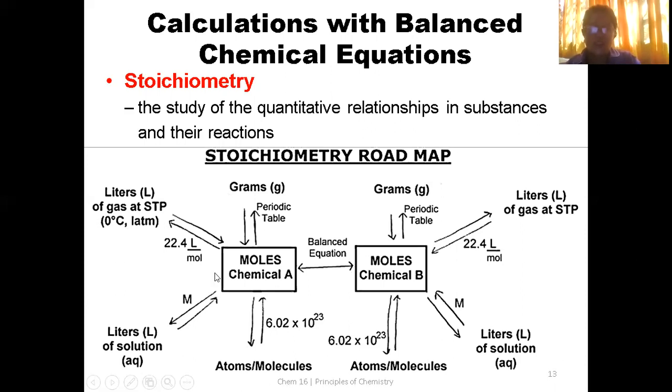So for instance, of course, it is A and B. Okay, you have the compound A and the compound B. Okay, so if it is in grams, convert that first into mole A. Then if you are going to convert that into mole B, all you have to do is use the balanced equation. That is mole of A. Then how many moles in the equation? Okay, 2 mole of B. Okay, so we will try this in our example.